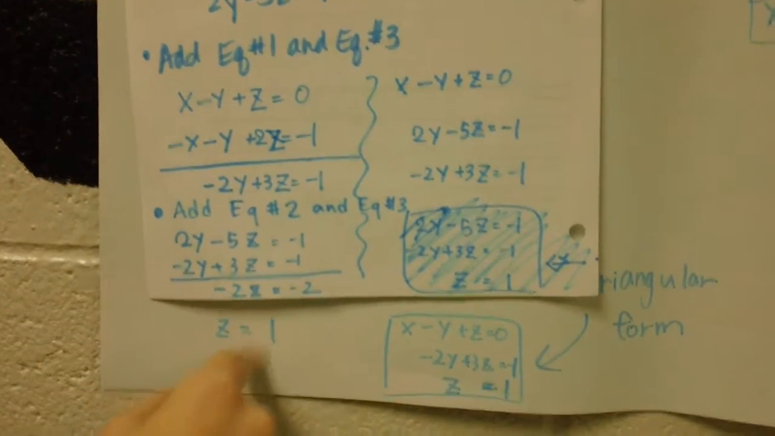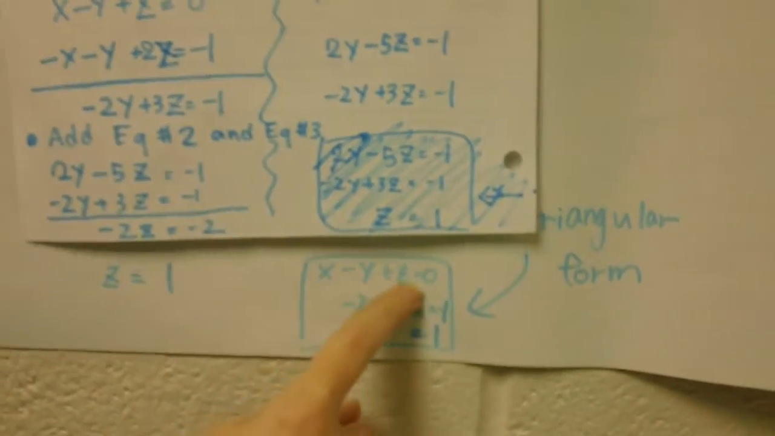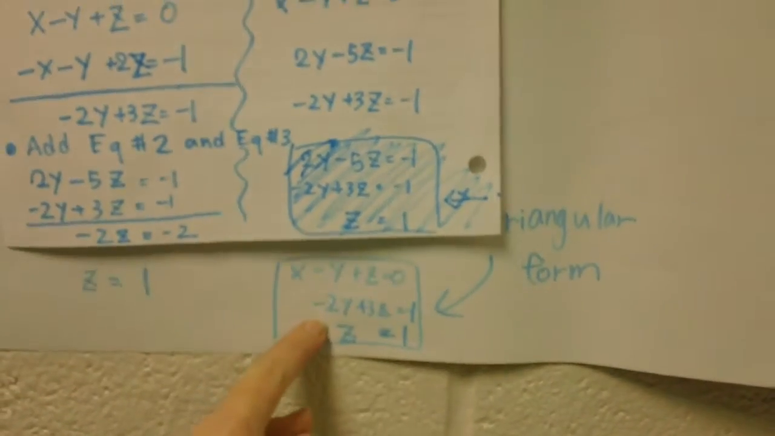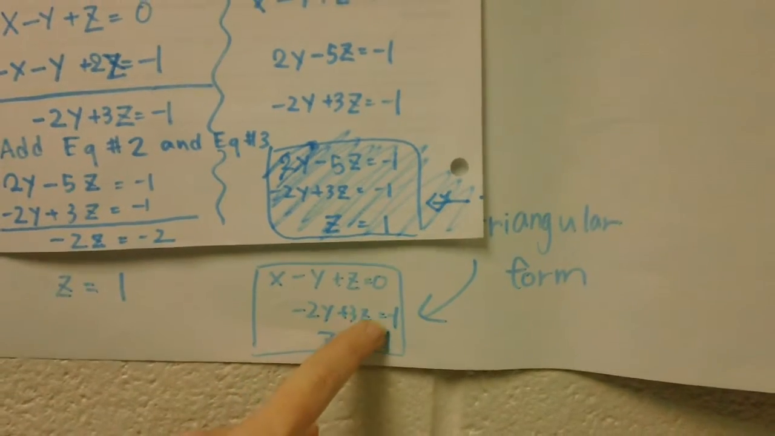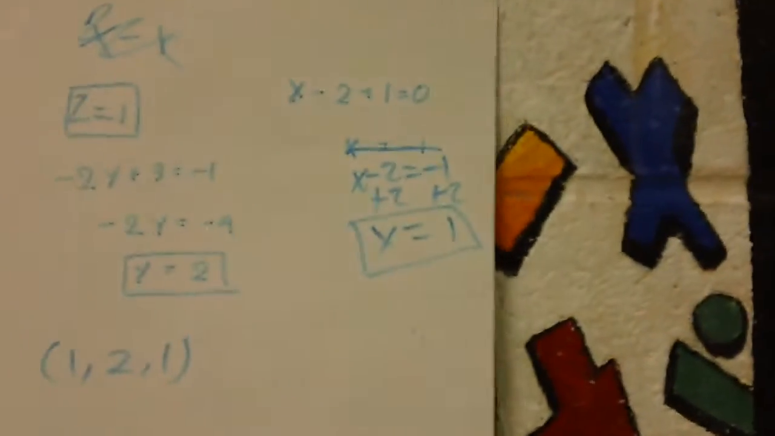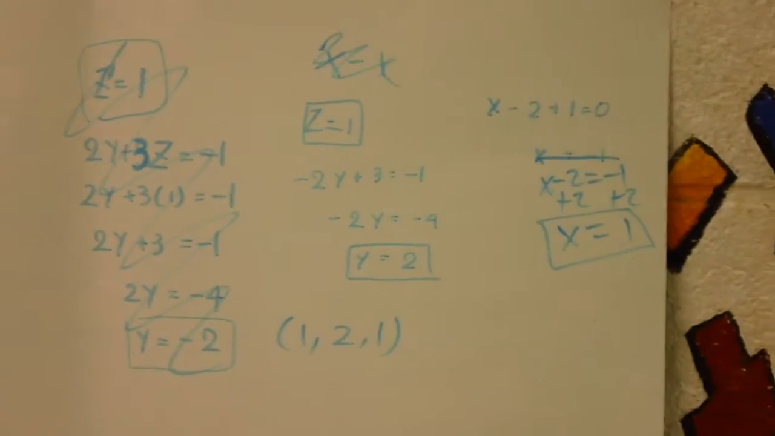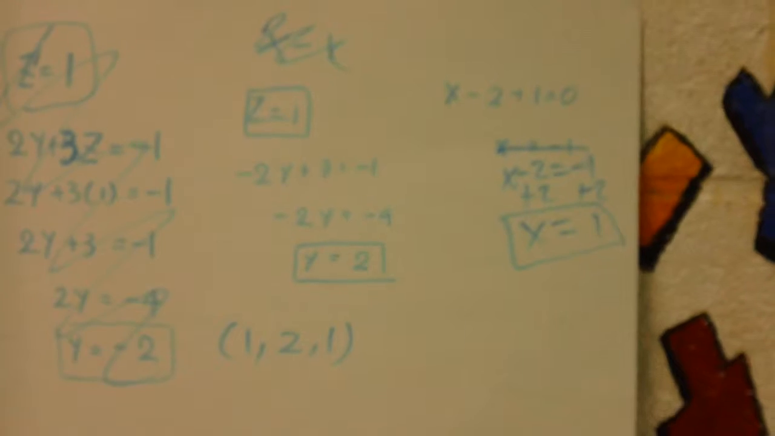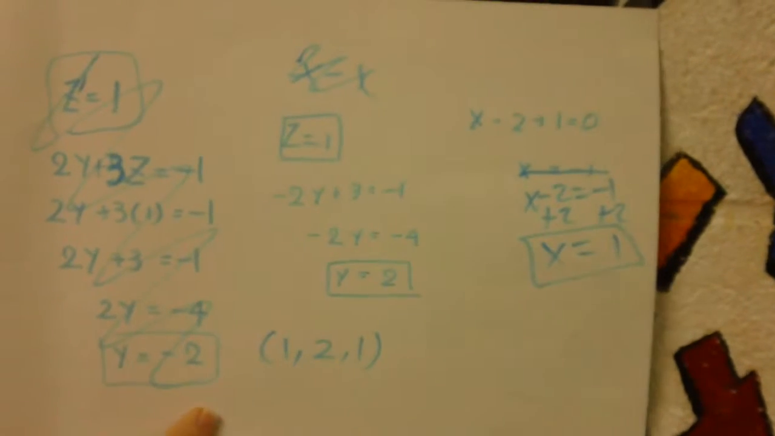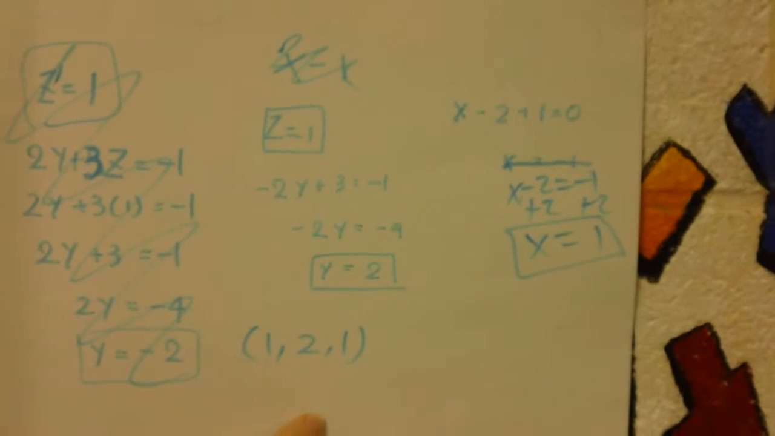So then to finish it off, you would write x minus y plus z equals 0, negative 2y plus 3z equals negative 1, z equals 1. And then to solve it, you would use substitution and plug in your z for all your values. So you would do negative 2y minus 5 times 1 equals negative 1. So your answer would be 2y minus 5 gives you a negative 1.